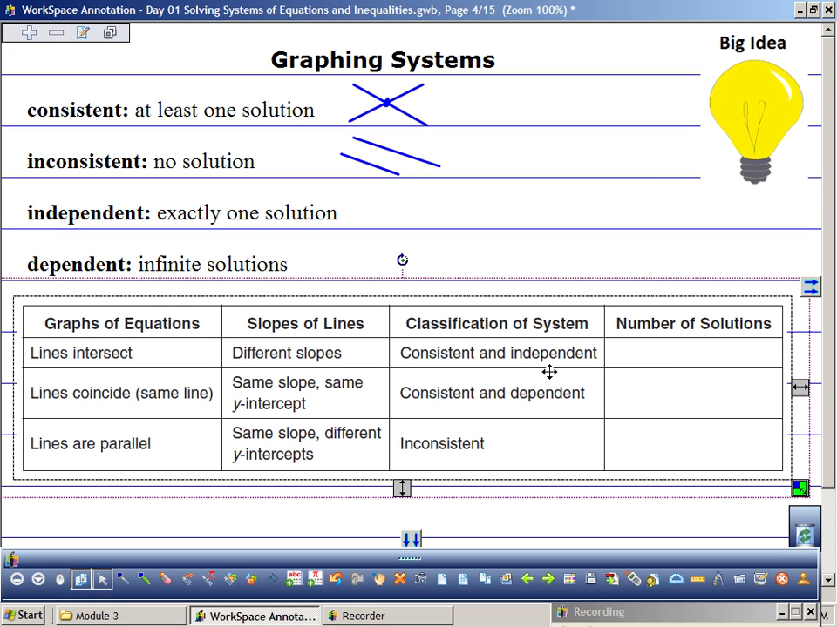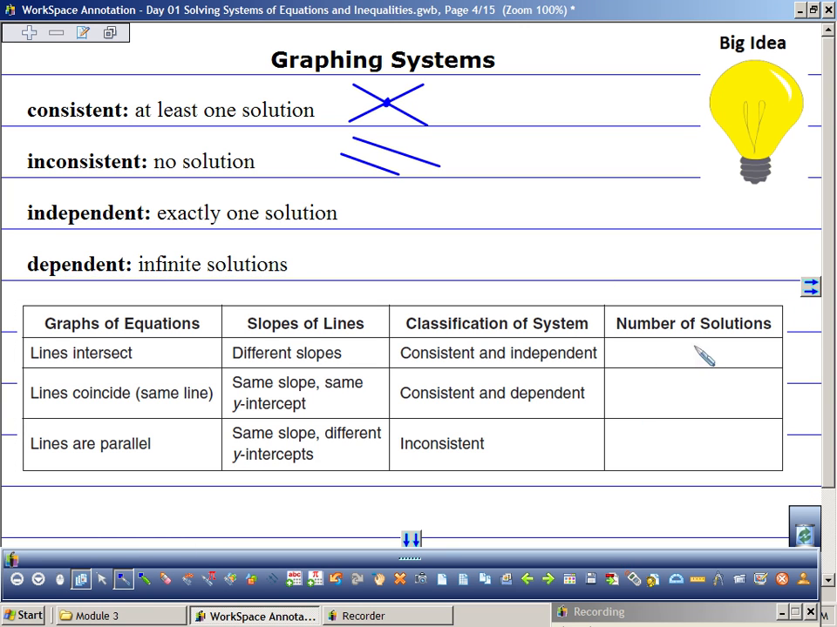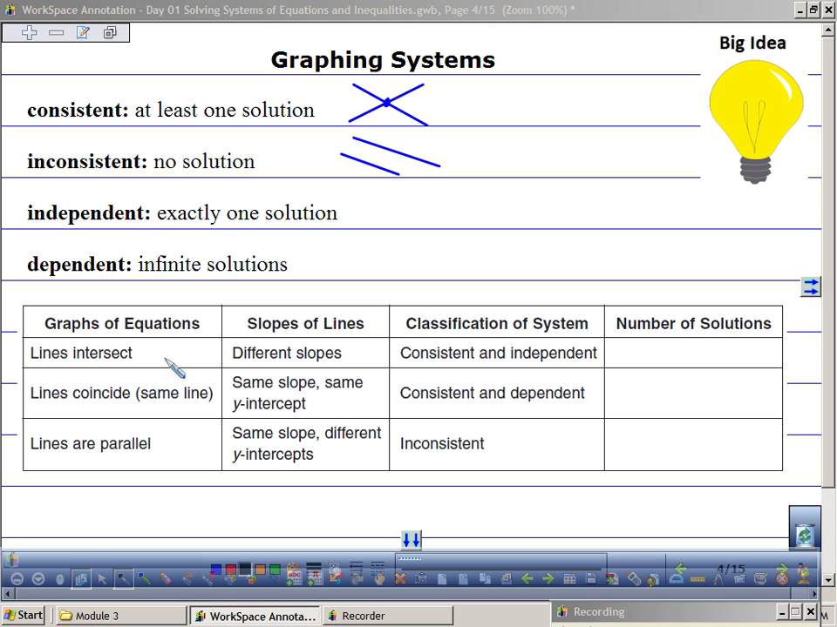Number of solutions for lines that intersect? How many solutions for lines that intersect? At least one. Well, no, just one, right? If they intersect, there's only one solution. Same line. How many solutions for the same line? Infinite. And how many solutions for lines that are parallel? No solution, or 0.